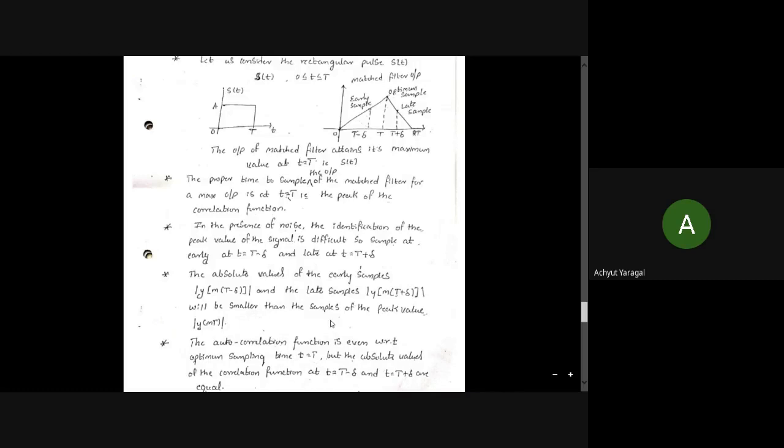That is, we have the odd and even functions here. So the autocorrelation function, whatever we have at this early late gate synchronizer, is even with respect to the optimum sampling point, that is, t equal to capital T. We are going to get the absolute values of the correlation function at t equal to capital T minus delta, and also at small t equal to capital T plus delta. They are equal here, the absolute values.